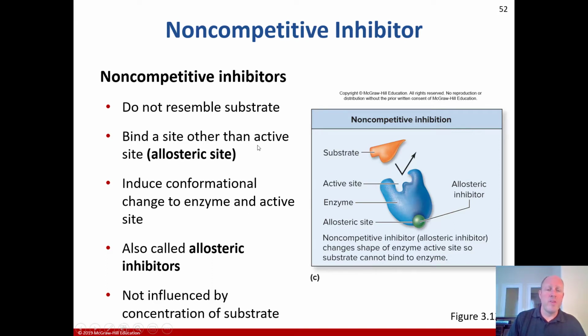A non-competitive inhibitor doesn't resemble the substrate, okay? It binds a site other than the active site, also called the allosteric site. It induces a conformational change to the enzyme active site. It's also called an allosteric inhibitor. It's not influenced by the concentration of the substrate at all. Whereas the competitive inhibitor is absolutely affected by the concentration of substrate, the non-competitive inhibitor is not affected by the concentration of substrate at all.